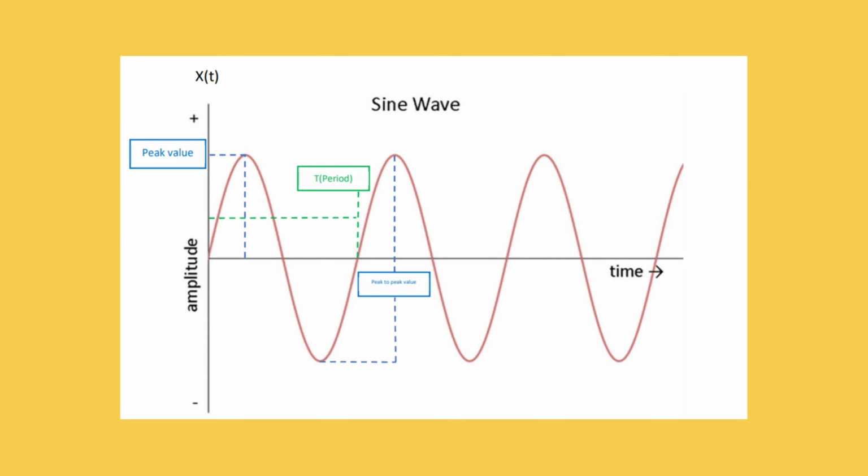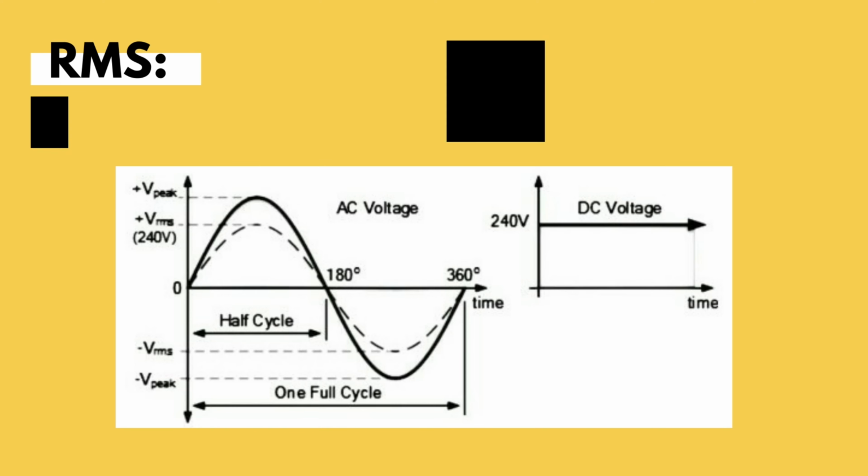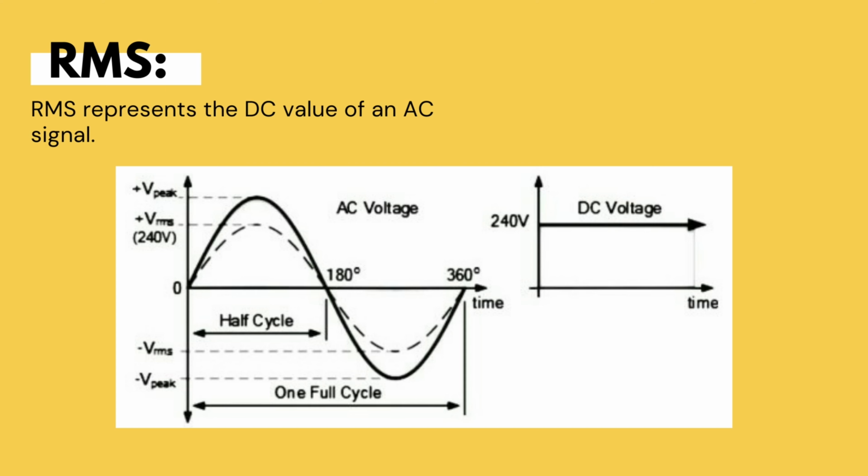There is an important value for you to understand, which is the RMS. The RMS, or the root mean square, represents the DC value of an AC signal, as you have seen from your course in Circuit 1.